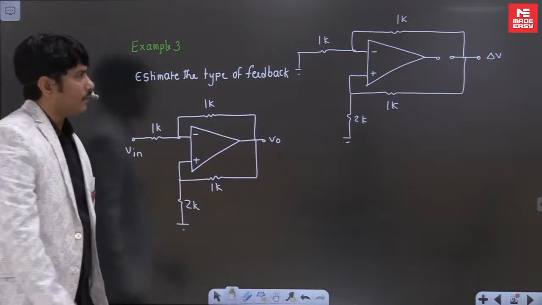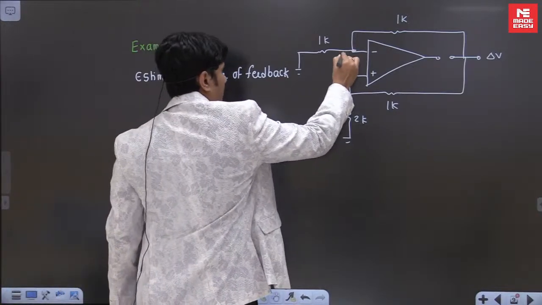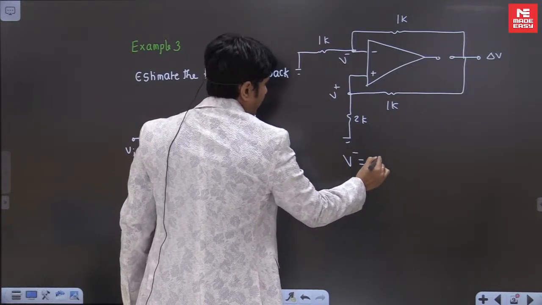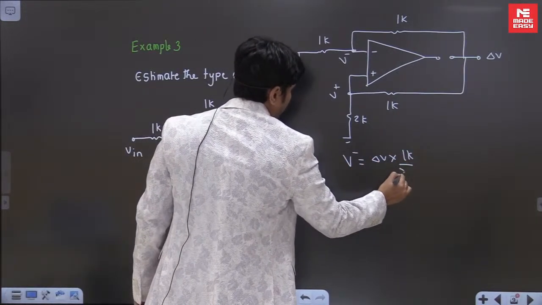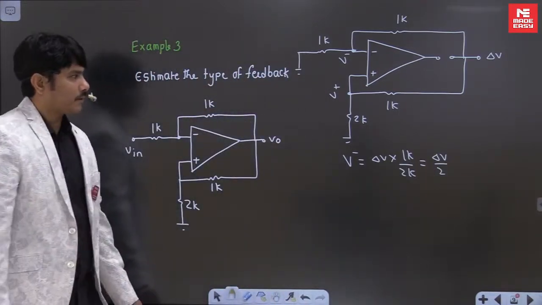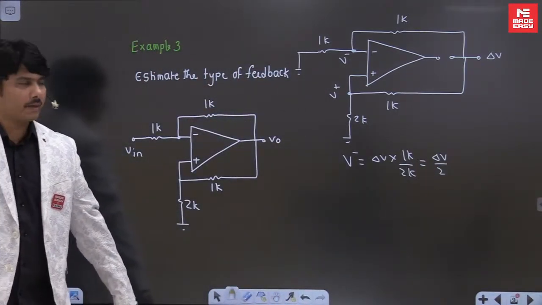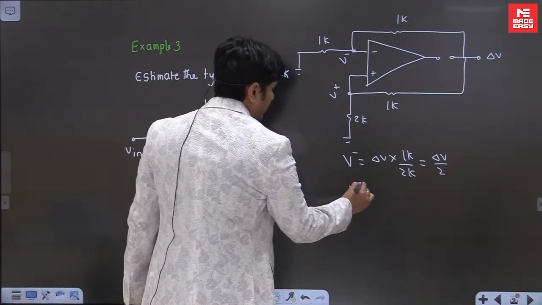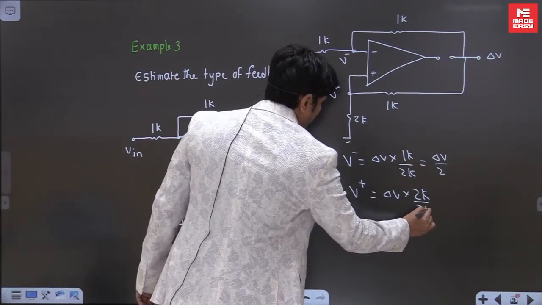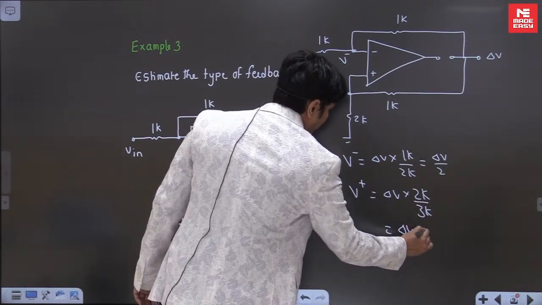Okay, just find out what V minus is here and what V plus is here. V minus is nothing but del V into 1K by 2K, which comes to del V by 2. So V minus we are getting del V by 2. But V plus, if you want to find out the answer, we are getting del V into 2K by 3K. So the answer is del V into 2 by 3.